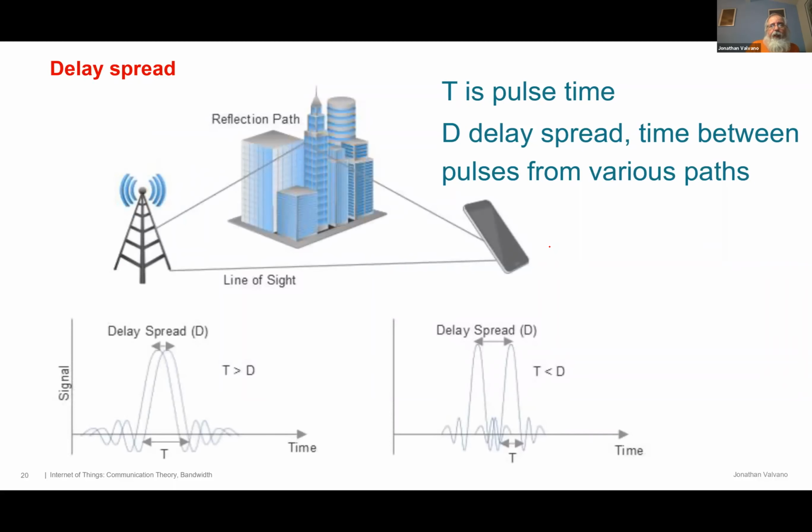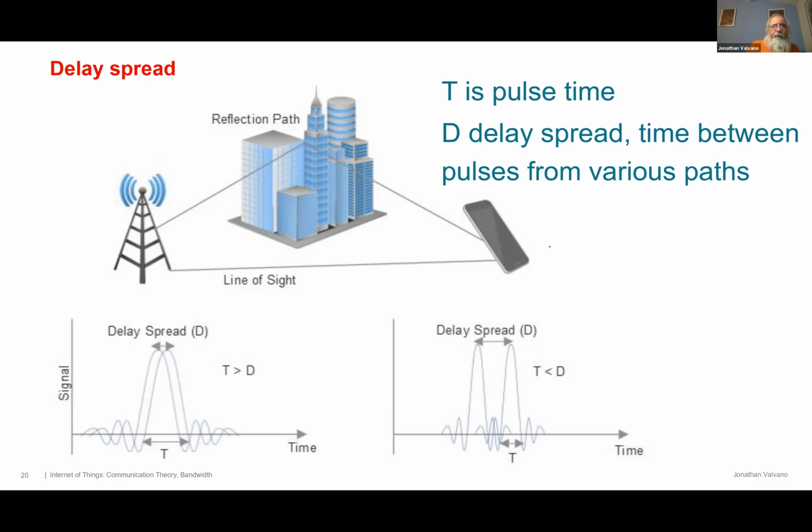I don't know why I put this at the end. I moved it up earlier. It probably should have started there. Some of the errors occur in multipath. Okay, so you've got a signal from a tower to your phone. You might have a direct line-of-sight pathway, or you might have a reflected pathway. And just capital T here is the width of the pulse that it's encoding.